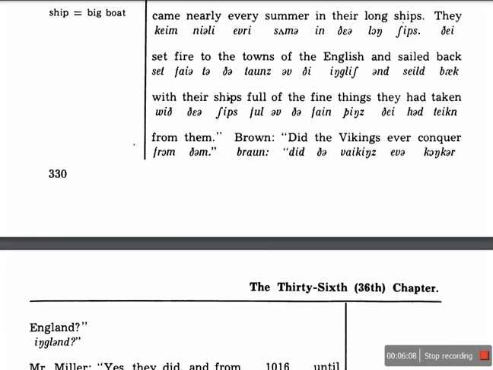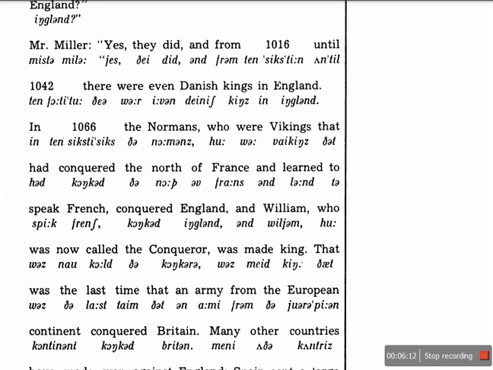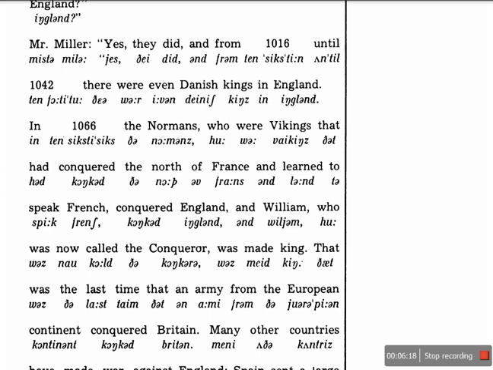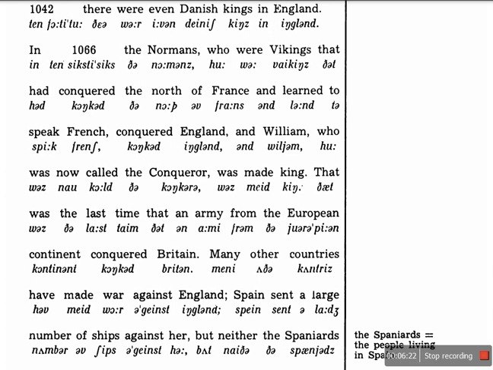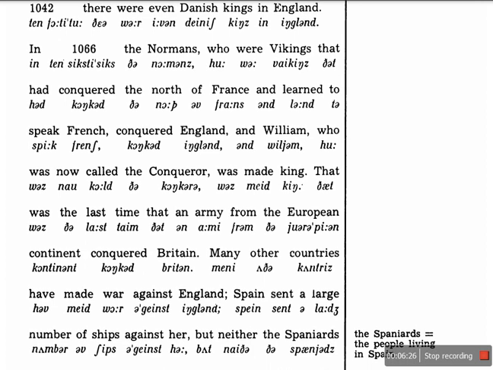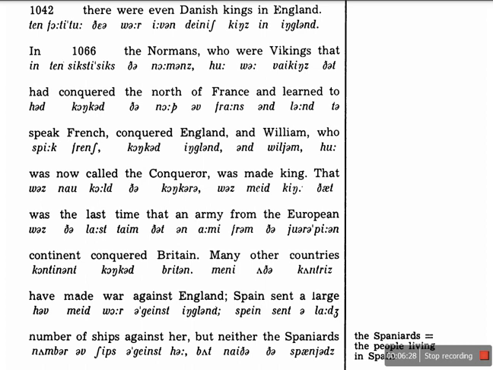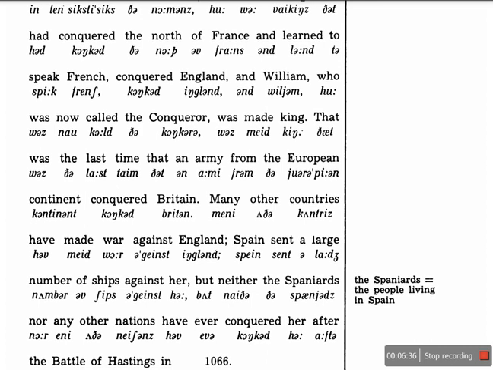Brown, did the Vikings ever conquer England? Mr. Miller, yes, they did, and from 1016 until 1042 there were even Danish kings in England. In 1066 the Normans, who were Vikings that had conquered the north of France and learned to speak French, conquered England, and William, who was now called the Conqueror, was made king. That was the last time that an army from the European continent conquered Britain.